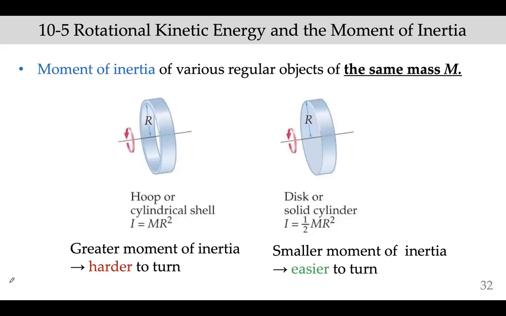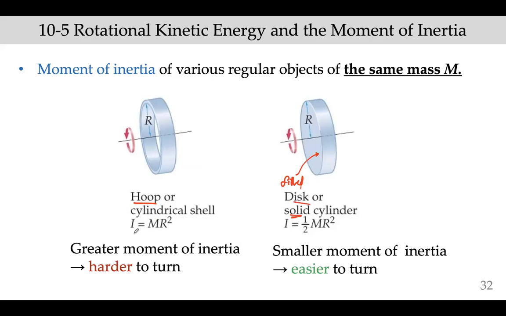Okay, so we talked about the moment of inertia of point particles, but now we are moving into extended objects, like solid objects, like these ones. So, the moment of inertia of various regular objects of the same mass m. Let's say they have the same mass and same radius. This one is a hoop or cylindrical shell, and this is a disk or a solid cylinder. Solid means the inside is filled.